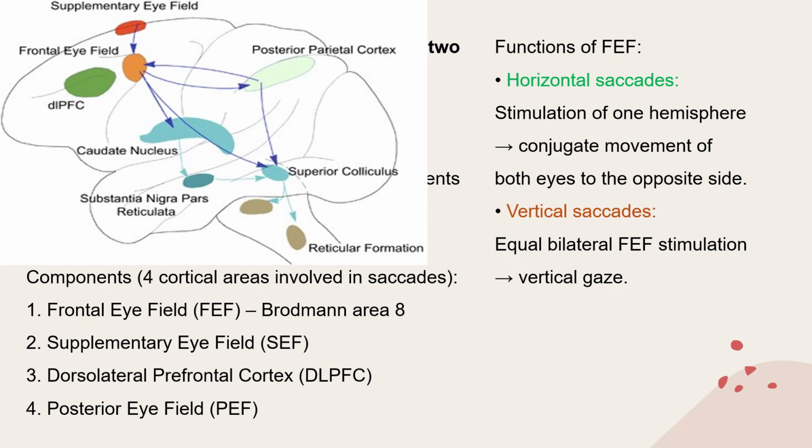Then, what is the function of frontal eye field? The frontal eye field is involved in the horizontal saccades and the vertical saccades. In horizontal saccades, there is stimulation of only one hemisphere, the contralateral side, for the conjugate movement of both the eyes to the opposite side. Like if there is movement towards the right side, right gaze movement, then the frontal eye field that is stimulated will be of the contralateral side, that is left side. But in vertical saccades, there is equal bilateral FEF stimulation for the vertical gaze.